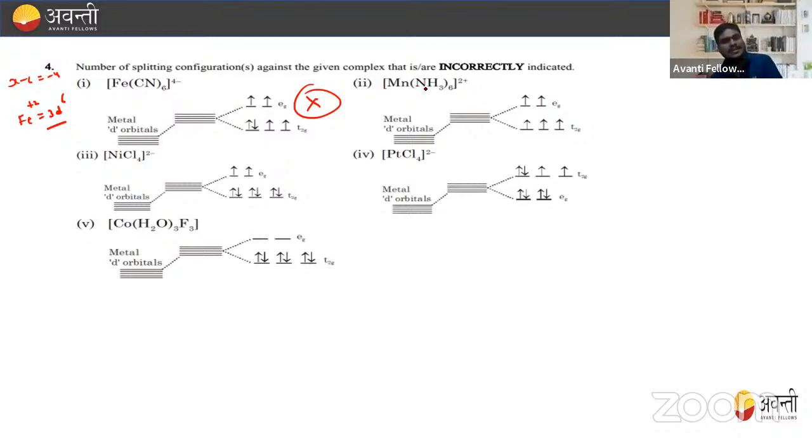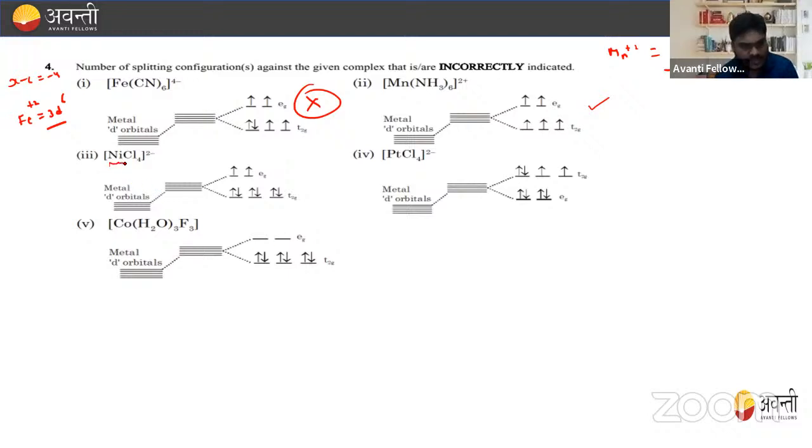Now, in case of Mn(NH3)6, right? We know that Mn has the oxidation state of plus 2. So Mn in plus 2 has 3d5. So in t2 we have 1, 2, 3, and this one. Ammonia is considered to be a weak ligand as we compare to any other, right? So this will be the correct one, that is 1, 2, 3, and this is 4, 5. So this is the correct one.